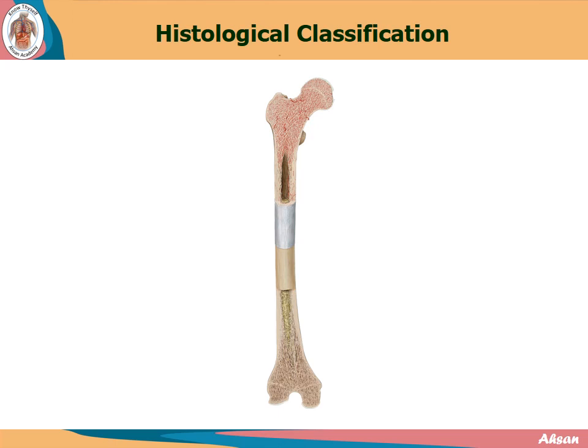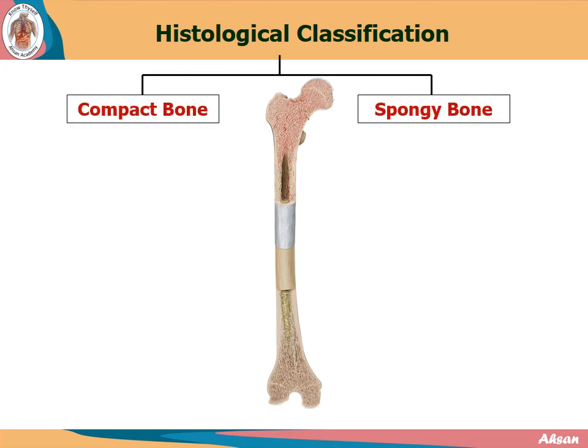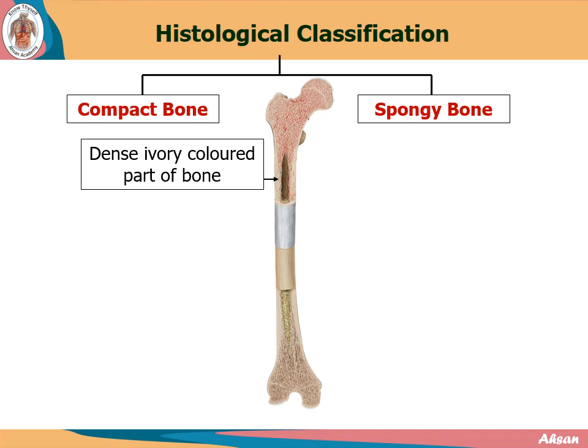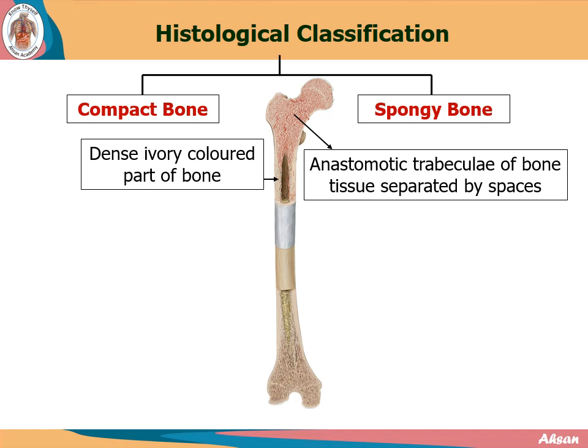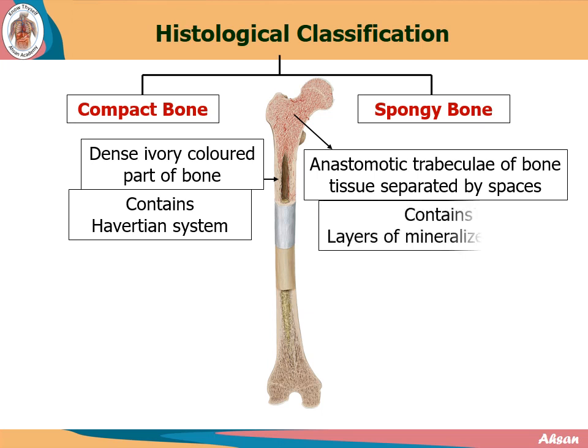Histologically, we can classify bone into two types: compact bone and spongy bone. Compact bone is the outer part, which is dense and ivory colored, and the spongy part is trabecular, having spaces within, like a honeycomb. Compact bone comprises the Haversian system, which is visible under the microscope, and spongy bone comprises trabeculae. The Haversian system is a definite cylindrical unit that lies within the bone, and this is absent in spongy bone.